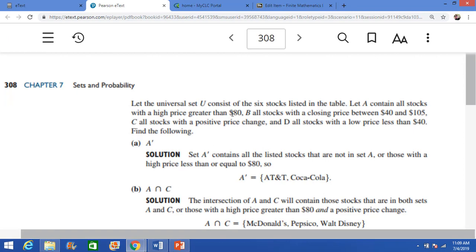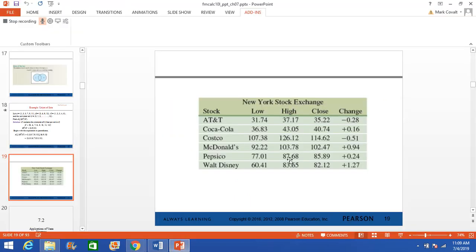Well, A is the highs greater than 80. C is all stocks with positive price change. So let's go back and see which ones have both of those. We want higher than 80, so that's these 4 for the high. And then with positive price change, which ones have both a high higher than 80 and a positive price change? Well, the only 3 that have both would be McDonald's, Pepsi-Cola, and Walt Disney.